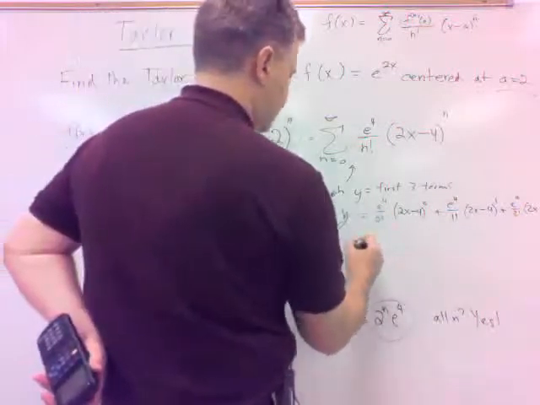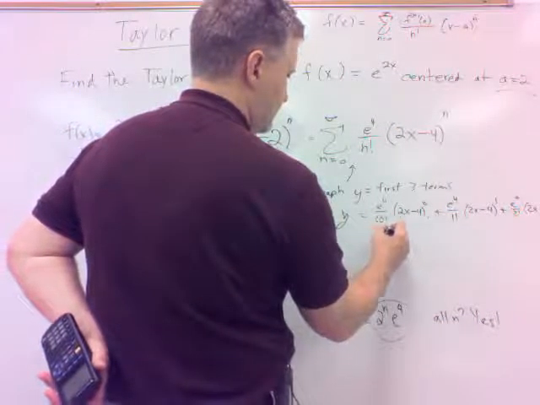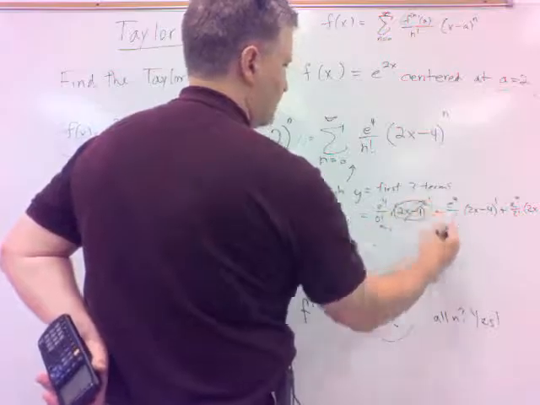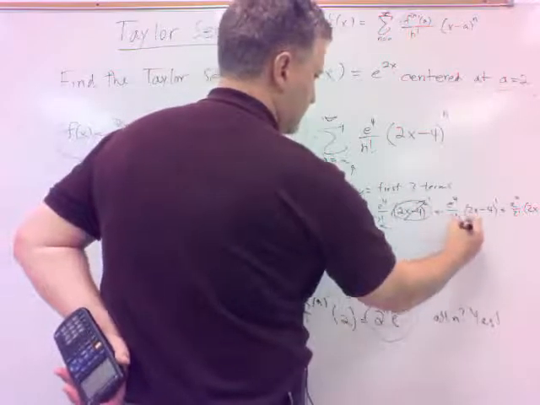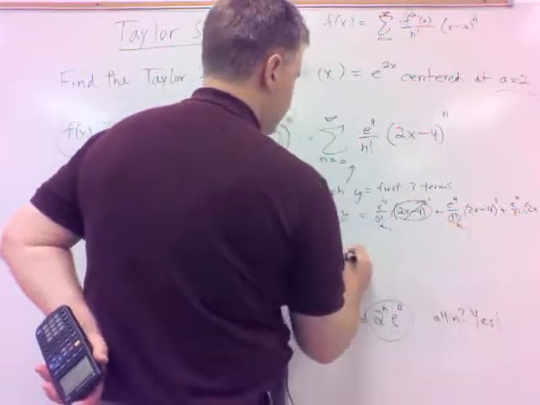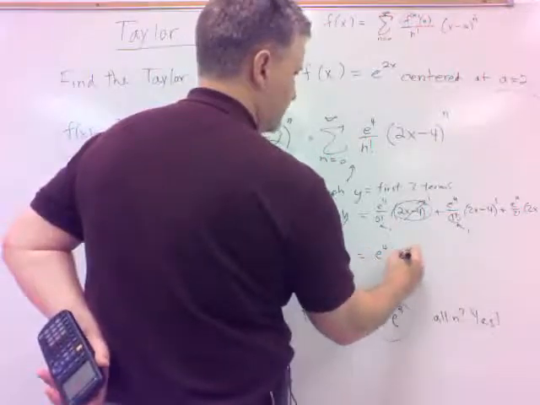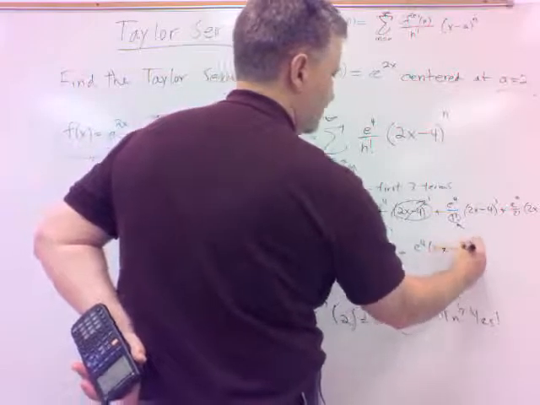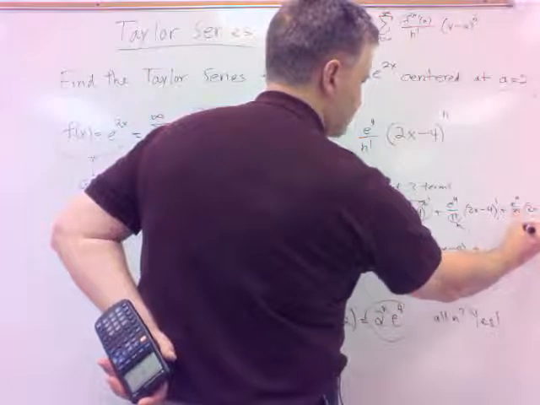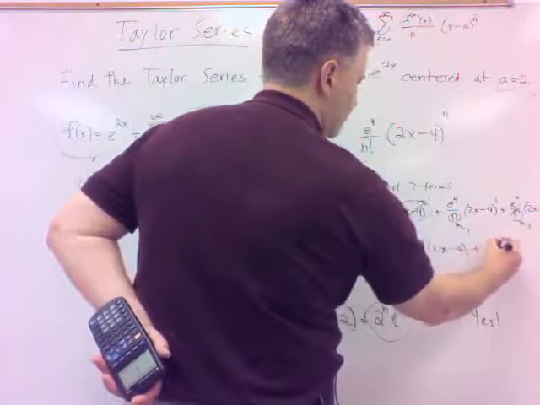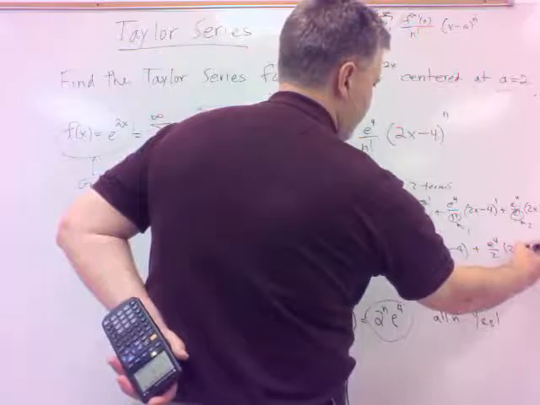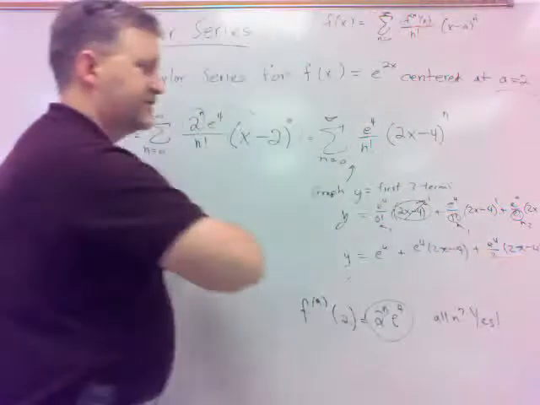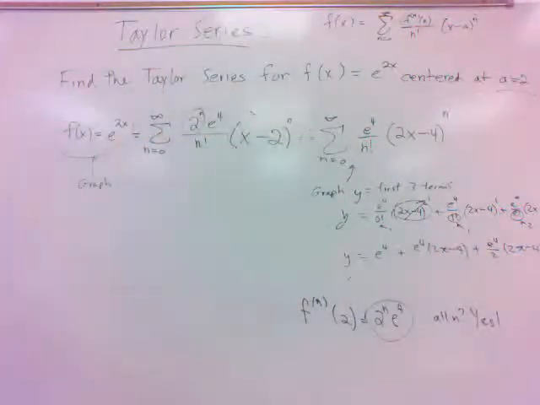Which, yeah, this one simplifies nicely, doesn't it? That's 1. And that would be 1. So it'd just be e to the 4th plus e to the 4th times 2x minus 4 plus, see, that's 2, isn't it? E to the 4th over 2, 2x minus 4 squared. So really, it's just a polynomial. Not too bad of a polynomial. All right, so let me plug that in and see what happens.